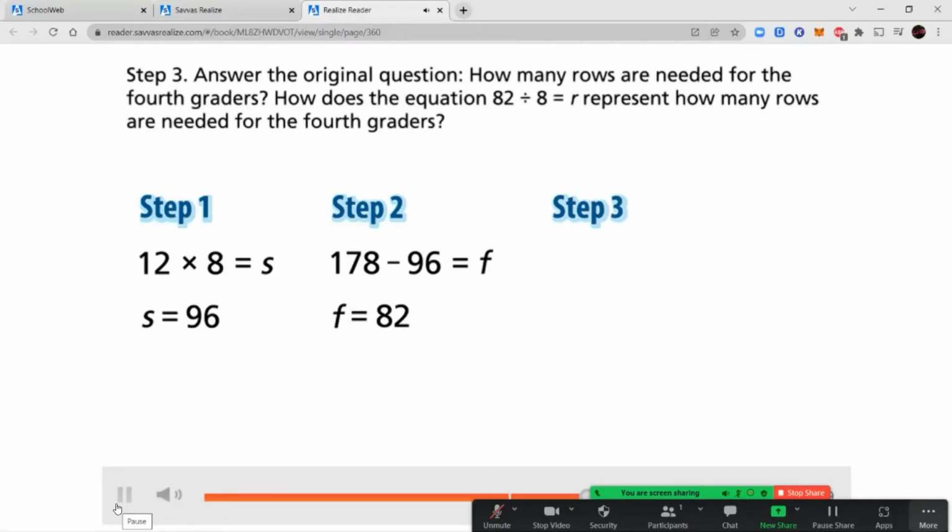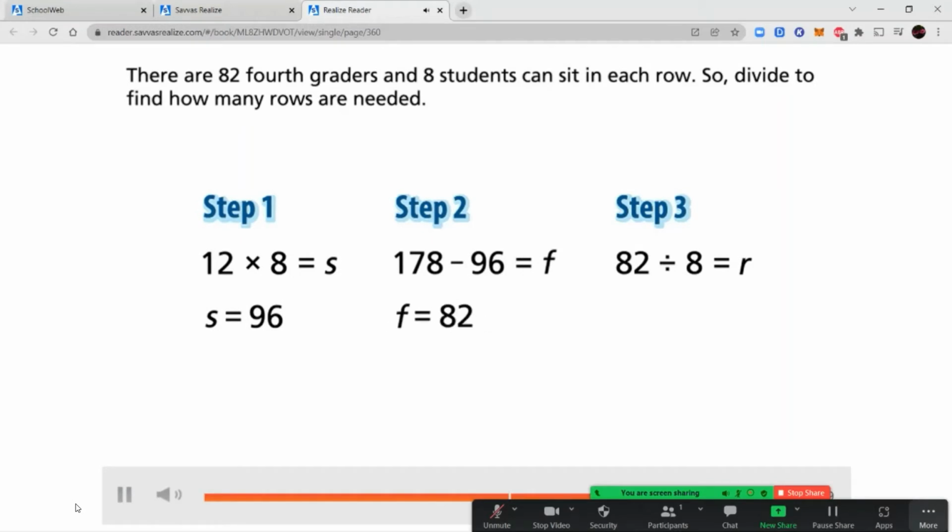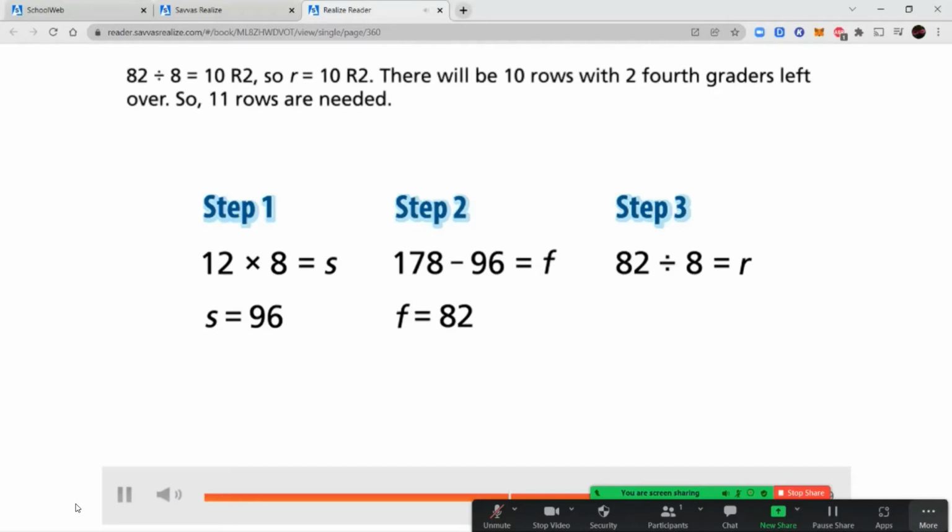Step 3. Answer the original question. How many rows are needed for the 4th graders? How does the equation 82 divided by 8 equals R represent how many rows are needed for the 4th graders? There are 82 4th graders, and 8 students can sit in each row. So divide to find how many rows are needed. 82 divided by 8 equals 10 remainder 2. So R equals 10 remainder 2. There will be 10 rows with 2 4th graders left over. So 11 rows are needed.